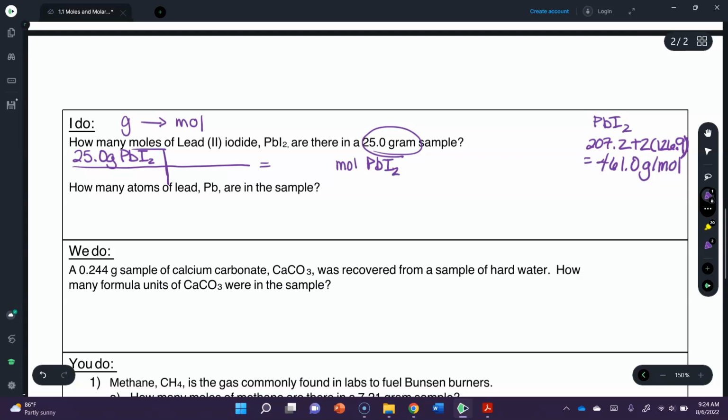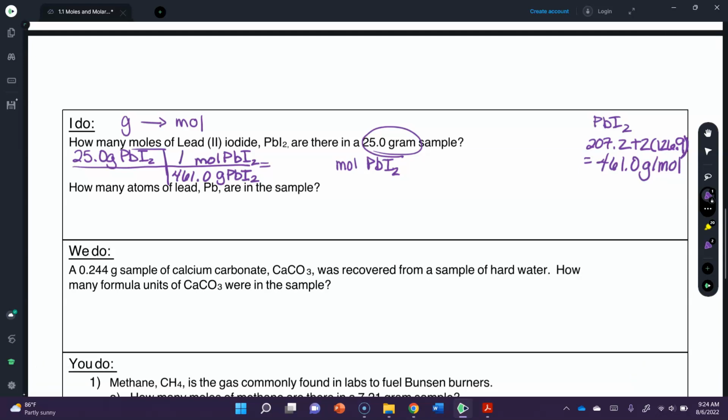Now in dimensional analysis, I put the unit I don't want on the bottom because I need it to cancel out, and I put the unit I need to go into on the top, so I change it. And this is my conversion factor, moles to grams. And I know that the molar mass is a number of grams, which in this case is 461 grams of lead iodide for 1 mole.